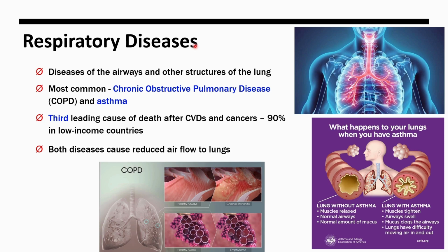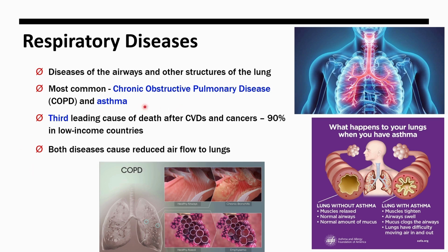The next disease that I am going to talk to you about is respiratory diseases. Respiratory diseases are diseases of the airways and other structures of the lung. The most common respiratory diseases that we find are chronic obstructive pulmonary disease and asthma. So respiratory disease is the third leading cause. What is the first leading cause? CVDs. And the second leading cause is stroke. And the third leading cause is respiratory diseases. This usually happens in 90% of the low income countries.